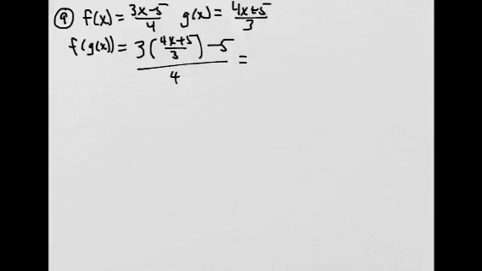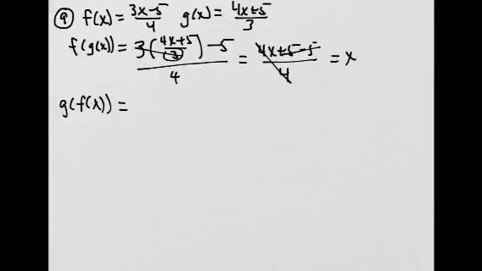So first we're going to multiply by 3, but notice how there's a 3 here, so the 3's cancel. So now you have 4x plus 5 minus 5 over 4. Well, 5 minus 5 is 0, and then 4 over 4 is 1, so this leaves you with x. Now that's not enough, you have to do the other direction.